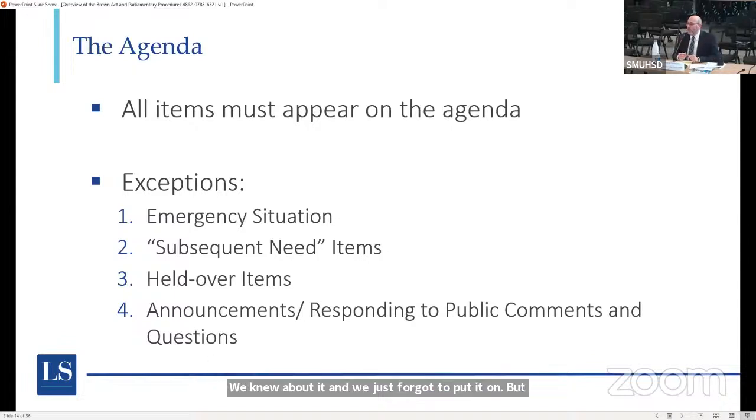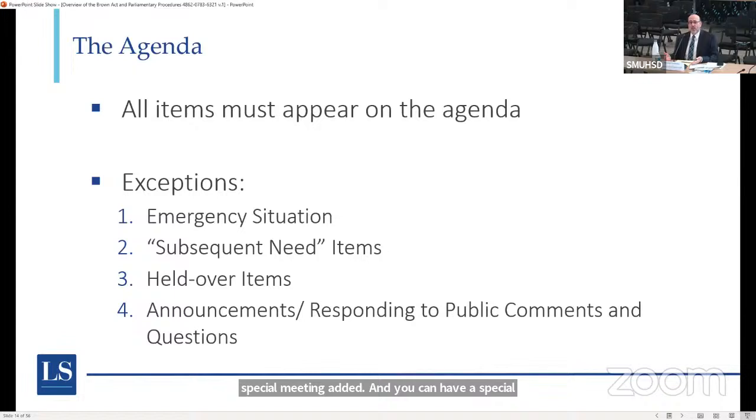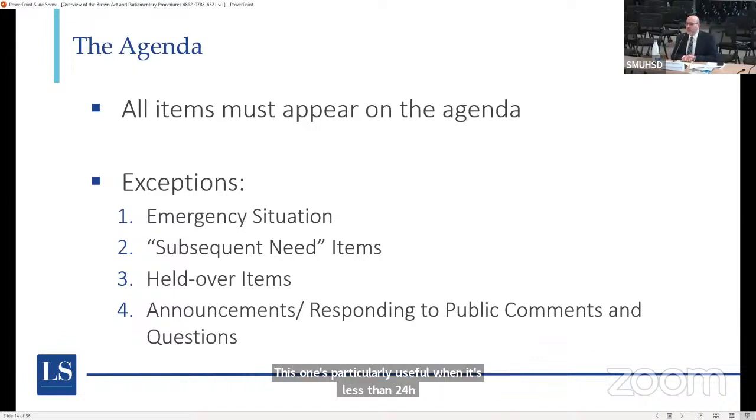But there's another trick you can always use, which is if you're more than 24 hours out, you can have a special meeting added and you can have a special meeting right before your regular meeting. Or right after your regular meeting. I don't recommend doing that on a regular basis because it gets everybody confused if you keep doing it. But on occasion, we've been able to do it that way. This one's particularly useful when it's less than 24 hours that you learned about it. There's also an exception for held over items.